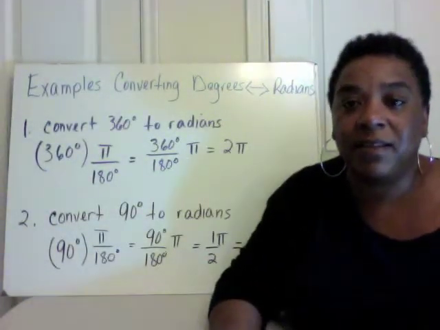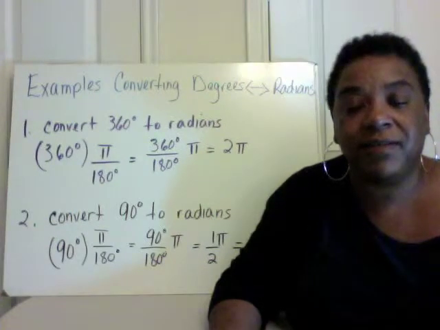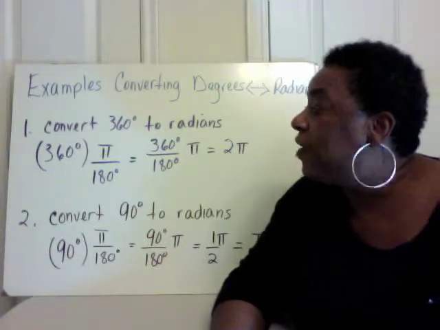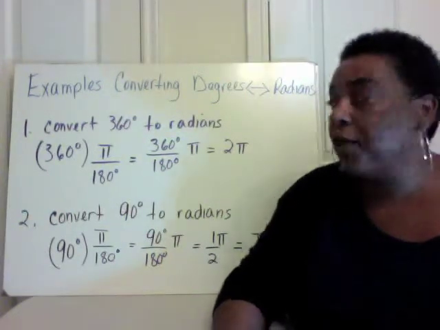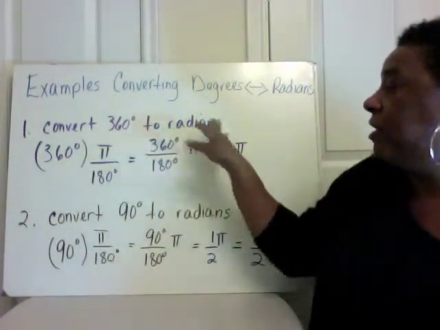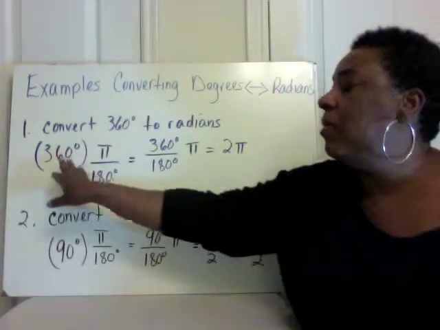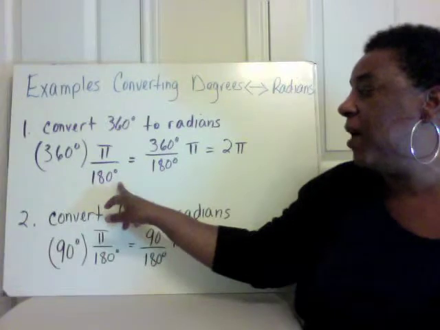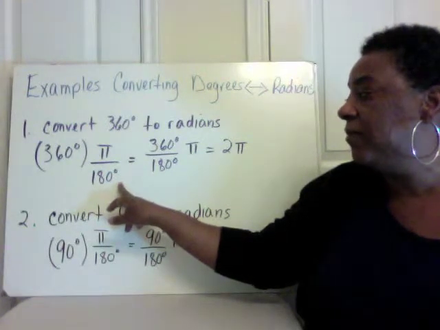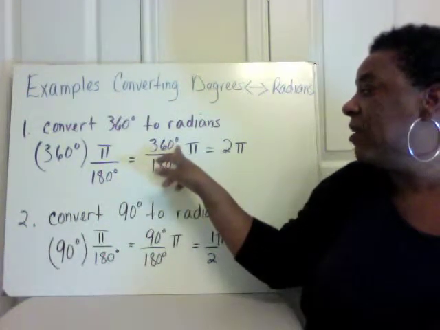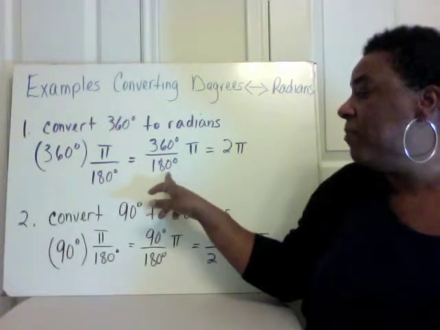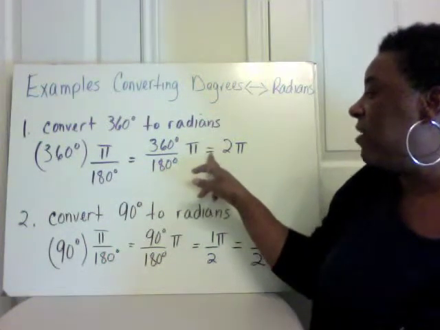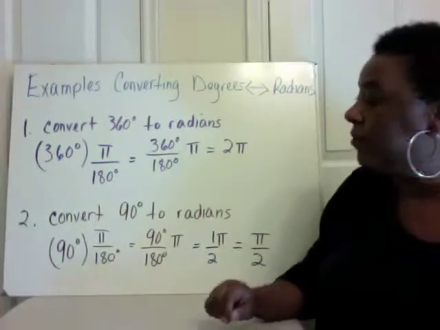Now let's look at some examples of converting degrees to radians and radians to degrees. In this first example, we want to convert 360 degrees to radians. So we multiply 360 degrees times pi divided by 180 degrees. We rewrite that as 360 degrees divided by 180 degrees times pi. And so our final answer is 2 pi.